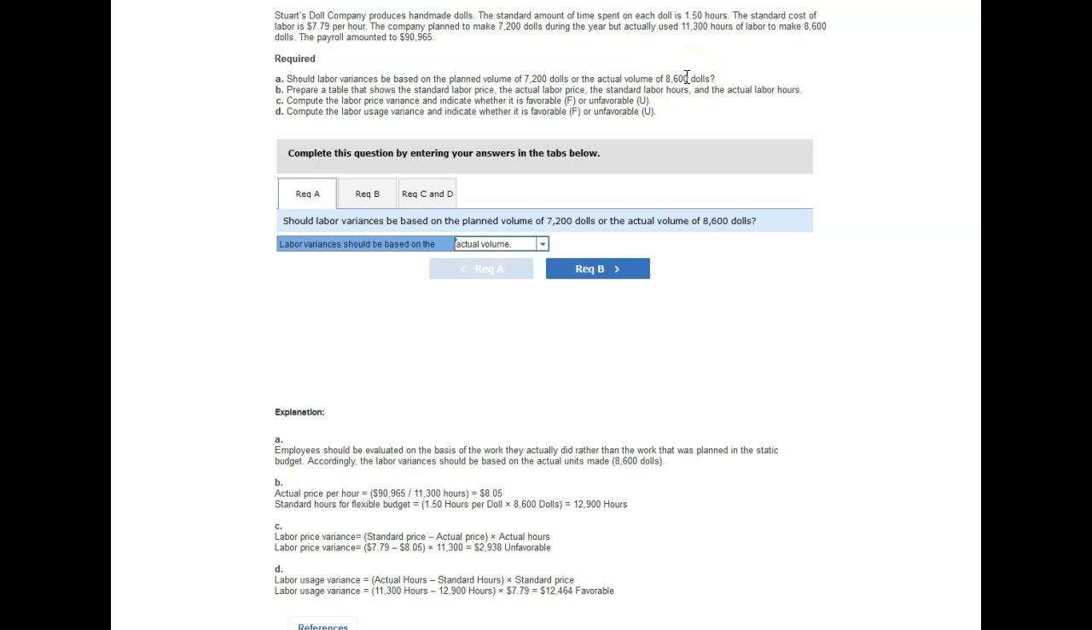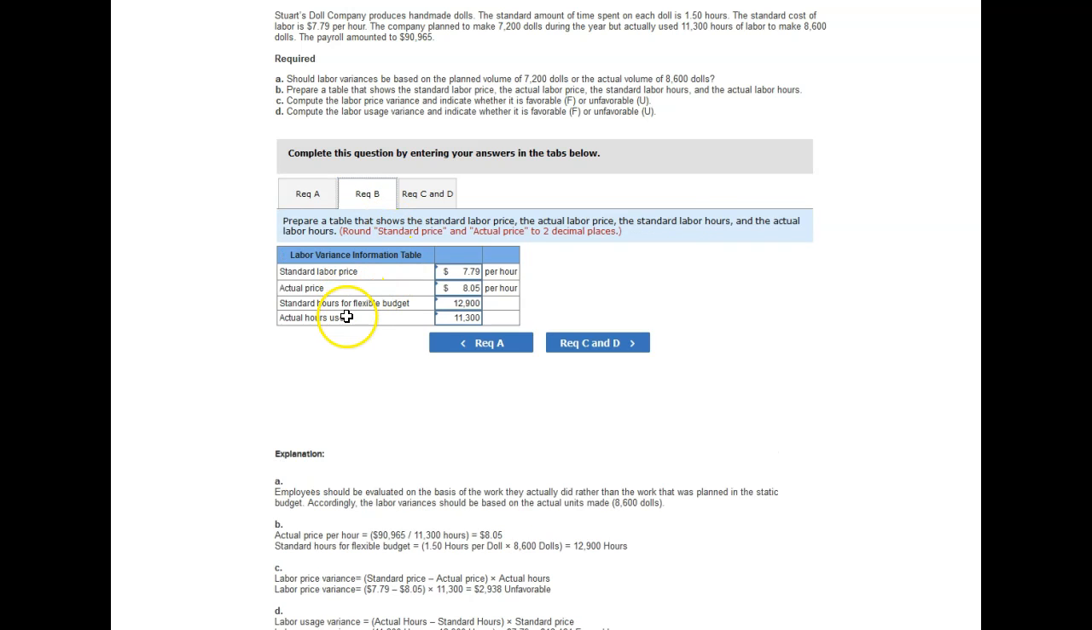In Part A, they are asking, should labor variances be based on planned volume of 7,200 dolls or the actual volume of 8,600 dolls? Well, the answer is actual. You treat this like a flexible budget, and so we're going to see what they should have used based on what they actually produced. What I say should have used, should have paid, should have used on the standard direct labor rate, standard direct labor hours, and so forth. And so you always base that on actual volume. Now in Part B, prepare a table that shows the standard labor price, the actual labor price, the standard labor hours, and the actual labor hours.